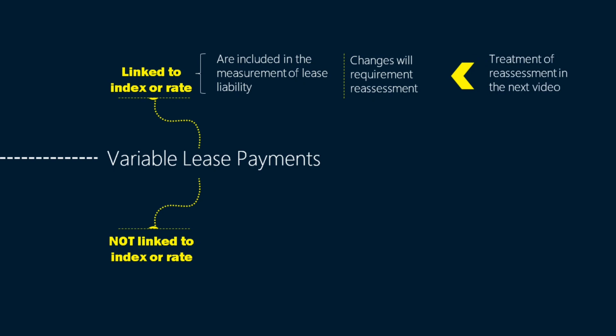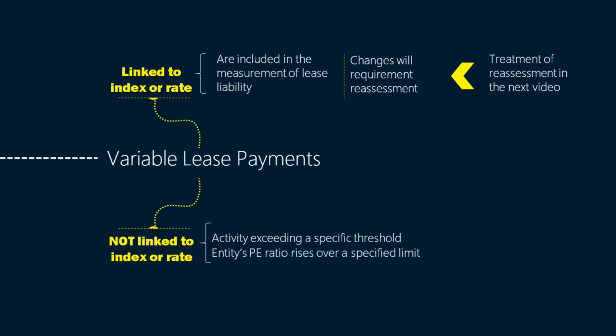But what about the other kind of variable lease payments? In fact, these might be more relevant in the situation arising as a result of the COVID-19 pandemic. These are payments which are not linked to an index or rate. Such payments may be linked to a variety of other factors, for example, sales exceeding a specified threshold, or the company's PE ratio rising above a specified limit.